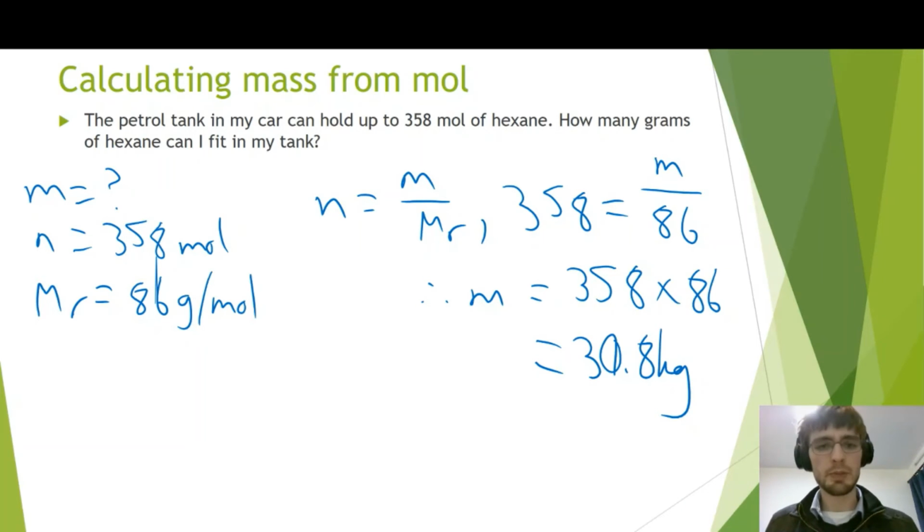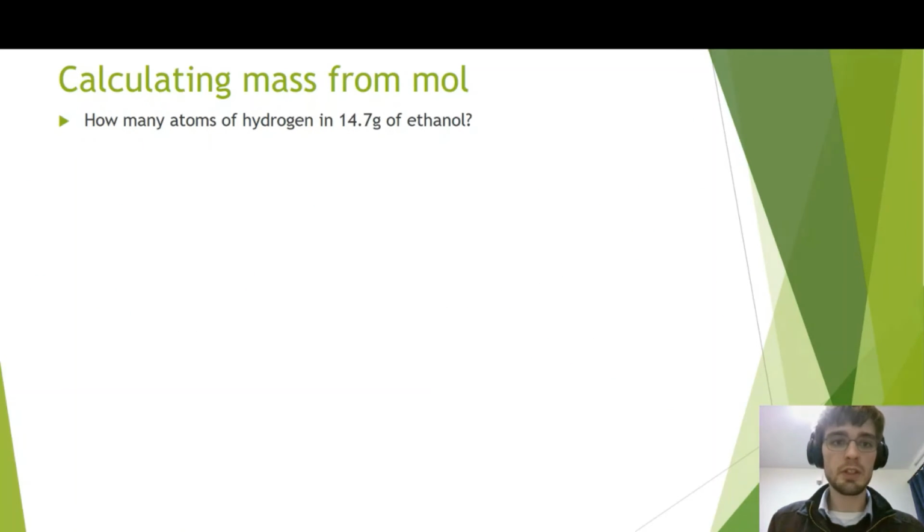Alright, so it's basically the same process as you're using with Avogadro's constant and calculating the number of mole, but instead we have a slightly different equation here, and we're just using grams and molar mass in comparison to number of particles and Avogadro's constant. So the final question I have here is how many atoms of hydrogen in 14.7 grams of ethanol, which is going to need the use of converting mass into mole and then mole into number of molecules.